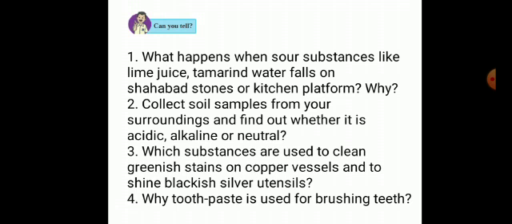Why is toothpaste used for brushing teeth? Toothpaste contains fluorides and alkali to neutralize mouth acid. Toothpaste, which is generally alkaline in nature, is used for cleaning the teeth as it neutralizes the excess acid which is present in our mouth, and thus it prevents tooth decay.